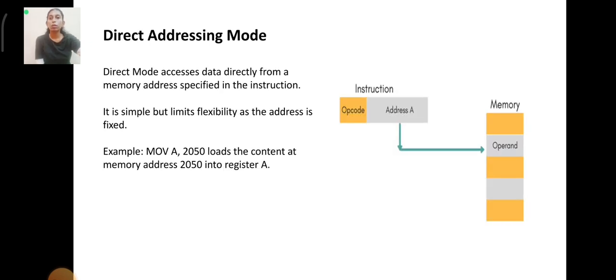Direct addressing mode. Direct addressing mode accesses data directly from the memory address specified in the instruction. It is simple but limits flexibility as the address is fixed. Example: MOV A, 2050 loads the content at memory address 2050 into register A.